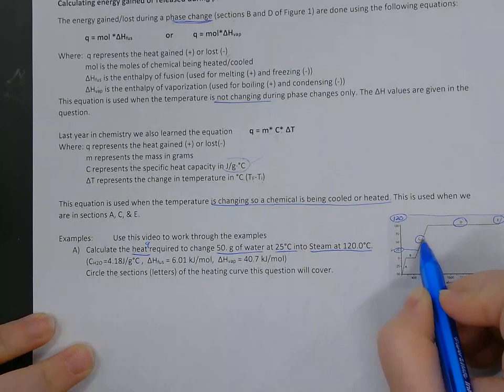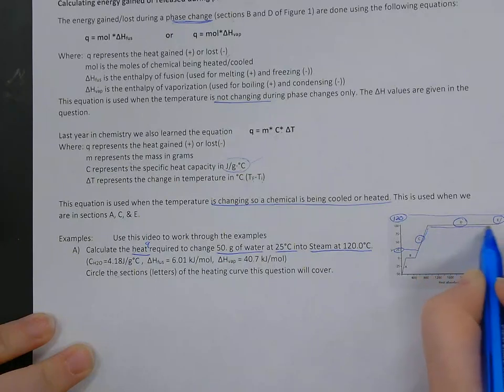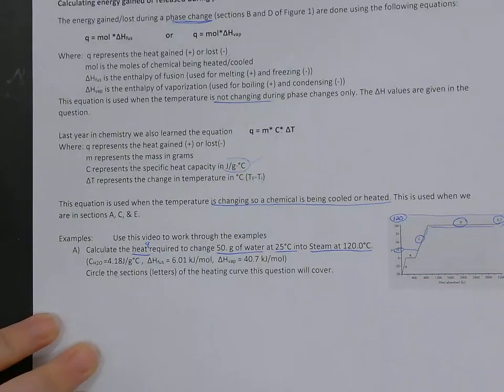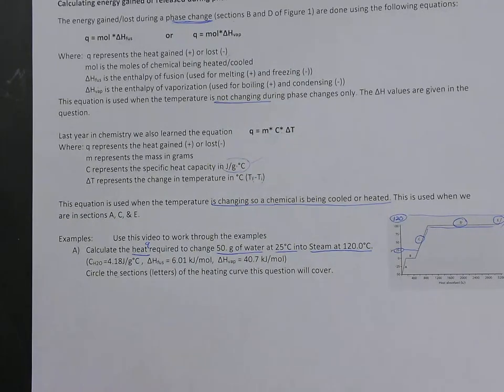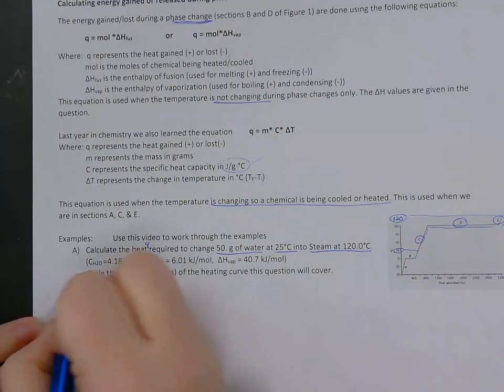So we are going to heat it up, we're going to boil it, and then heat it again. So that's actually 3 sections of our curve, which means we're going to get a good amount of practice from this question using these equations. Okay, so let's start with part C, or section C.